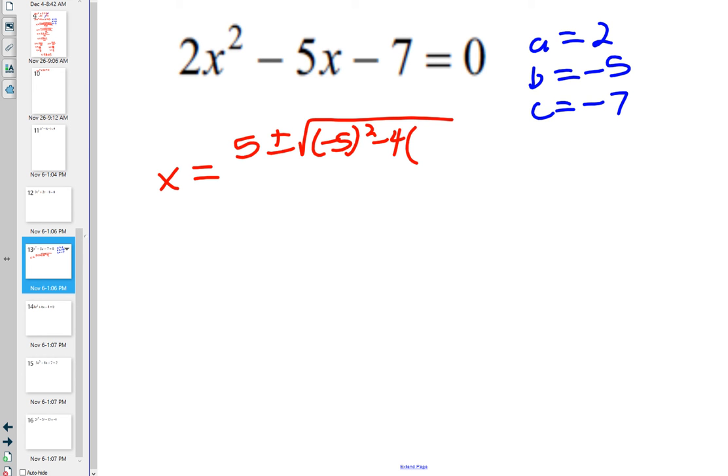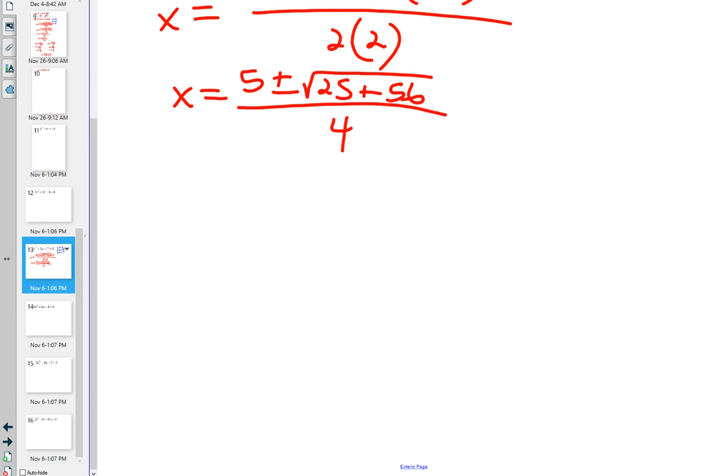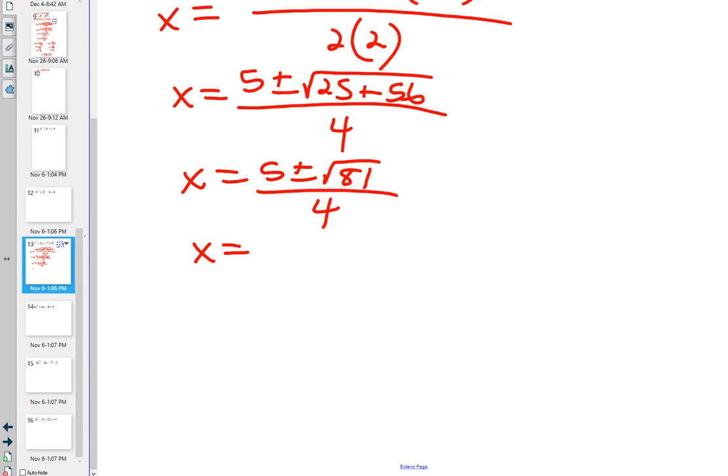Oh, not what I wanted. Whatever, I'll finish it with what I wanted. X is equal to 5 plus or minus square root of 25. There's 2 negatives, so I add. And then this is 56 over 4. So x is equal to 5 plus or minus the square root of 81 over 4. 81 is positive and perfect. The square root of 81 is 9.